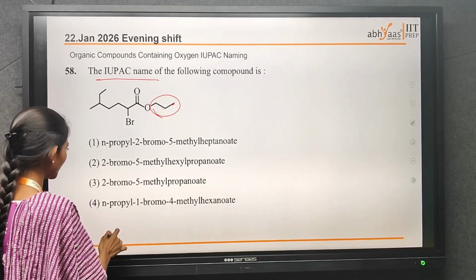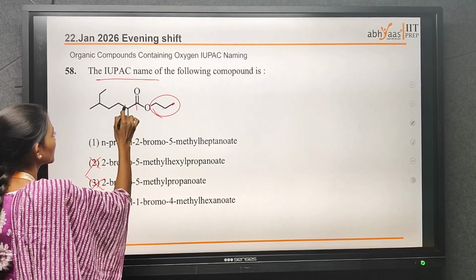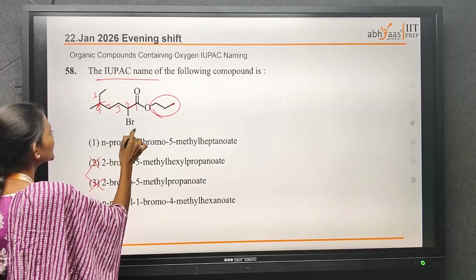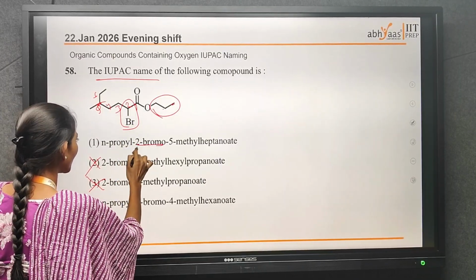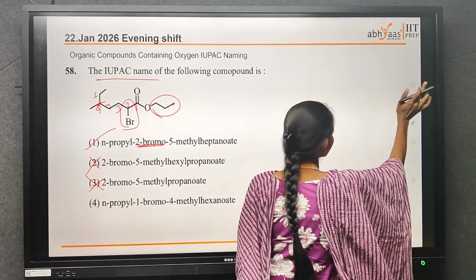So you can assume that this is not an option, this is not an option. When you give numbering like 1, 2, 3, 4, 5, 6, bromine is in which position, Nana? Second position. So 2-bromo you have here. So the option will be this. A very easy question, not that much.